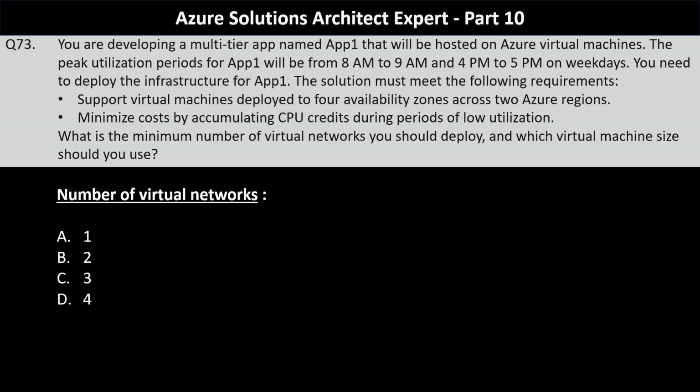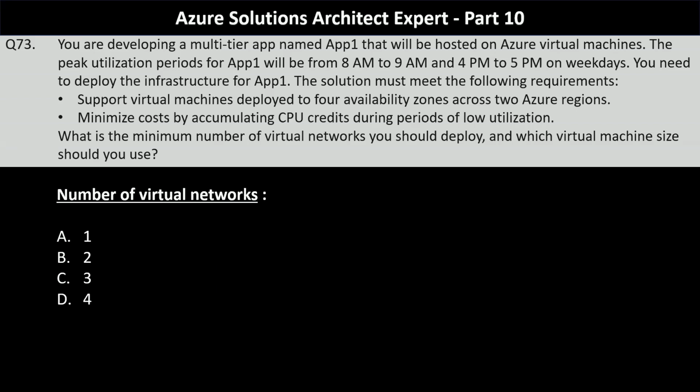Next question, friends. You are developing a multi-tier app named App1 that will be hosted on Azure virtual machines. The peak utilization periods for App1 will be from 8 a.m. to 9 a.m. and 4 p.m. to 5 p.m. on weekdays. You need to deploy the infrastructure for App1. The solution must meet the following requirements.